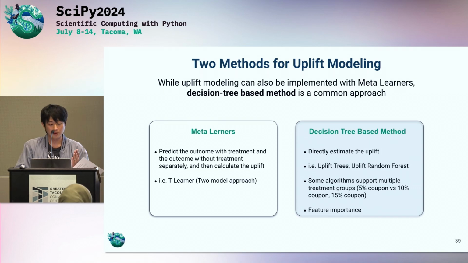The decision tree-based approach is commonly used because it supports multiple treatment groups. This means that instead of testing only one coupon, we can compare a 5% coupon, a 10% coupon, and a 15% coupon. This is very practical.